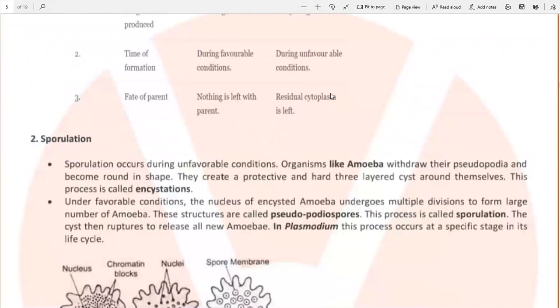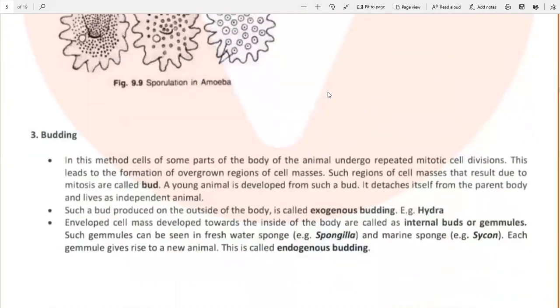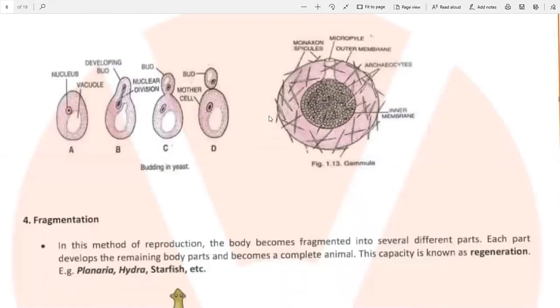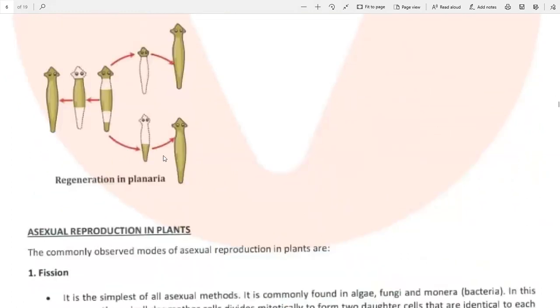Example is again amoeba. Sporulation in amoeba, this is. Then budding in hydra and yeast is shown. This bud will get detached and then form a new young one. This will be known as budding. This is gemmule formation. Then fragmentation happens in planaria and hydra, and the example is shown with a diagram.